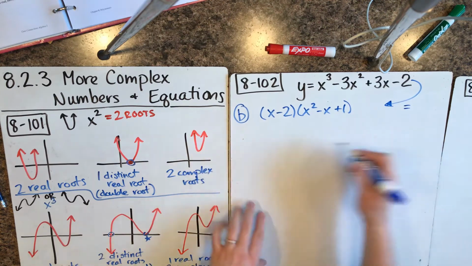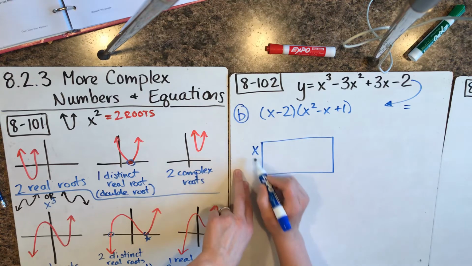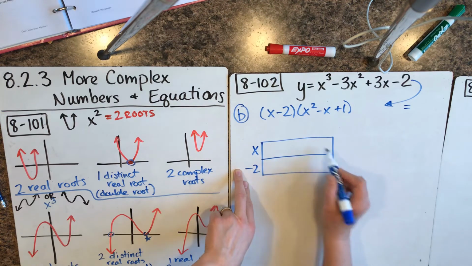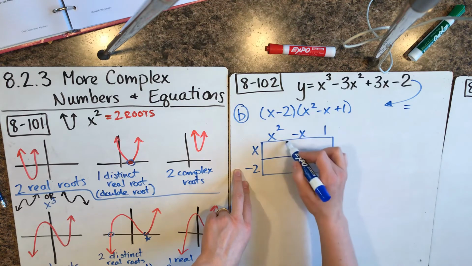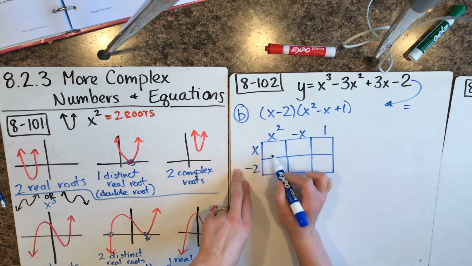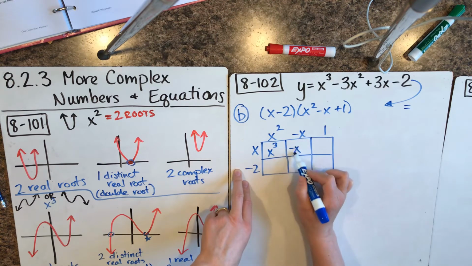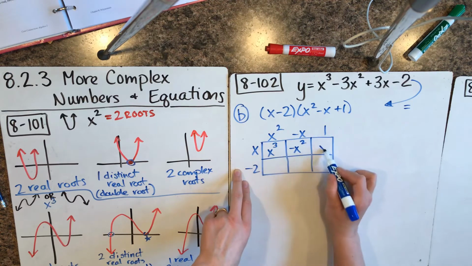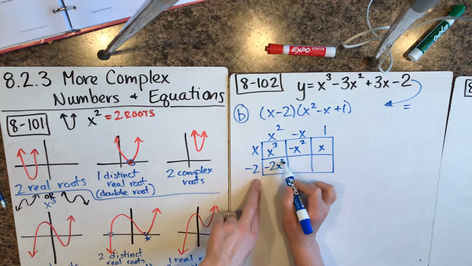And remember, if I have 2 items, x and a negative 2, times 3 items, x squared, negative x, and 1, I'm just making a 2 by 3 generic rectangle. X times x squared is x cubed. X times negative x is negative x squared. X times 1 is x. Negative 2 times x squared is negative 2x squared.